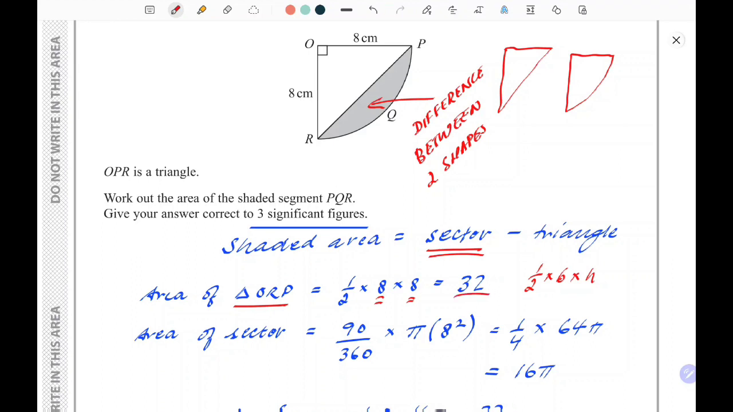Now the area of the sector, right, we have to take it as a fraction of a circle. And because the sector has 90 degrees, right, we put 90 over 360. 360 is a full circle.